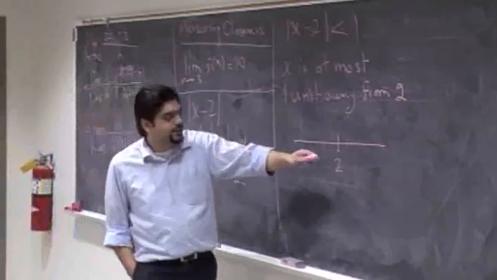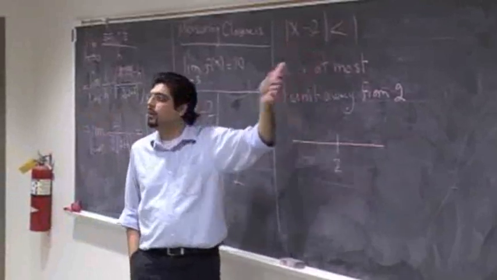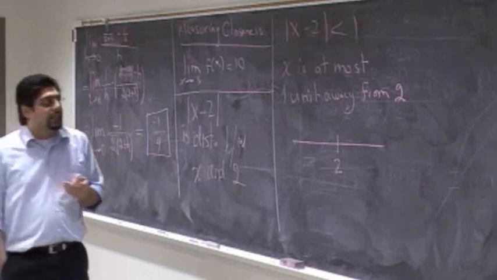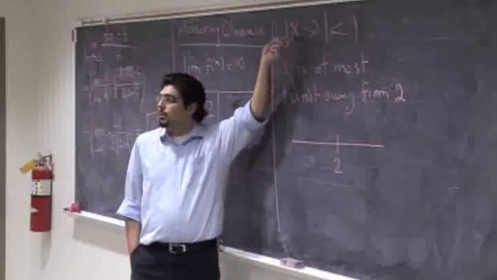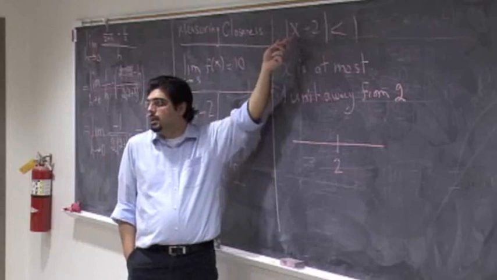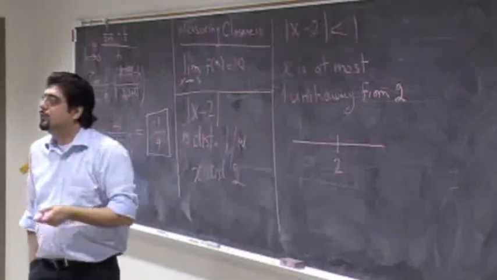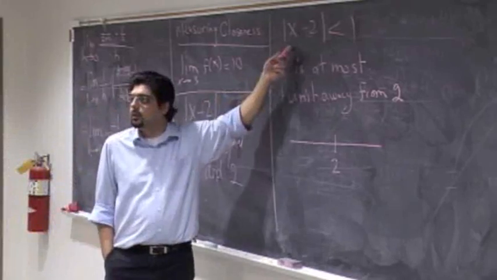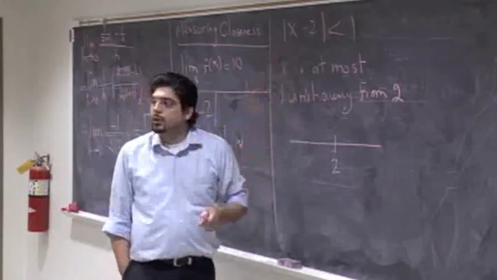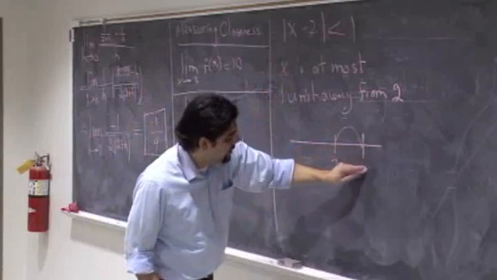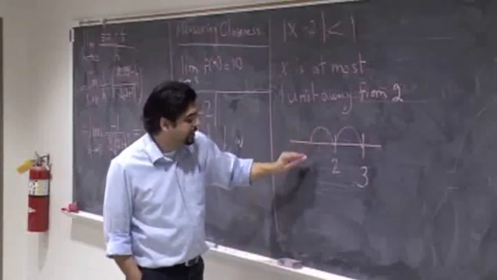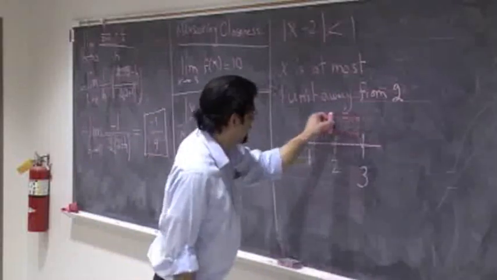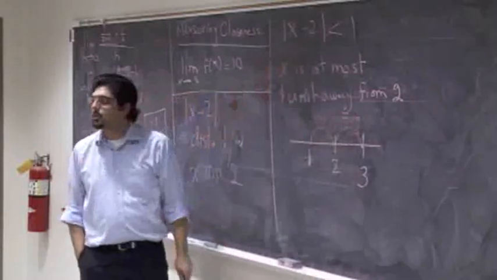If x is 5, how far is it away from 2? 3 units away. So will that be in this space? No. If x is 2.2, how far is it away from 2? Is it in this space? Yes. At most 1 unit away means I can live here or I can live here. This is where x is. That's what this means.